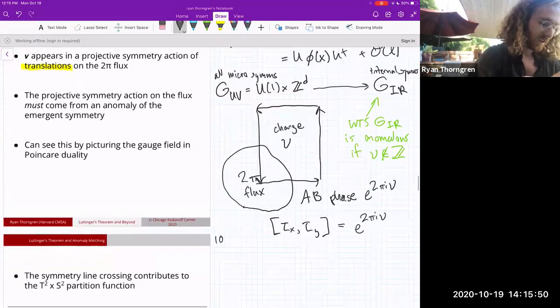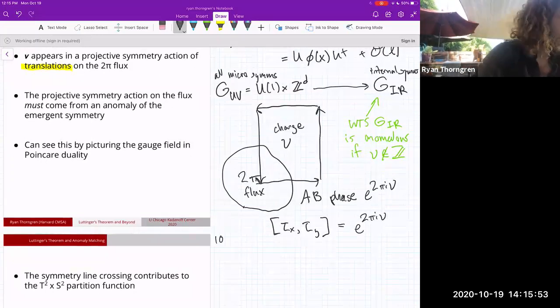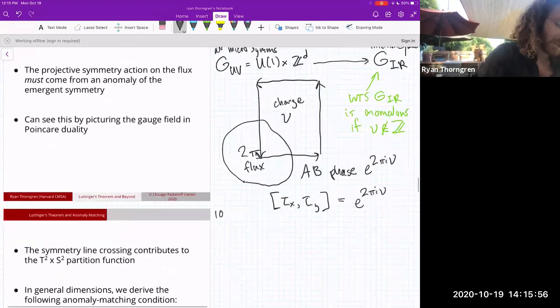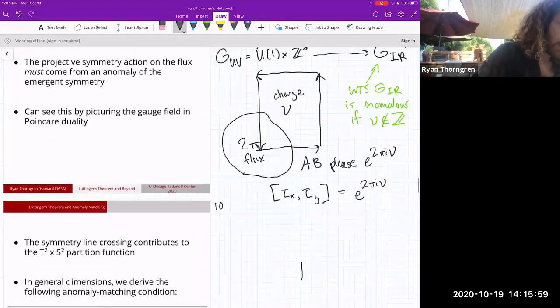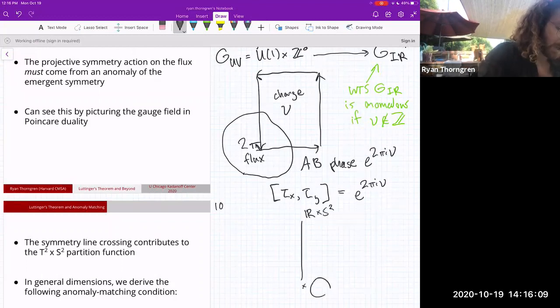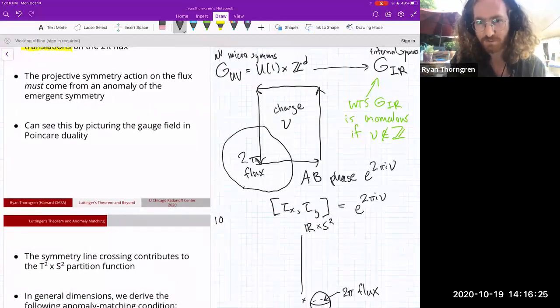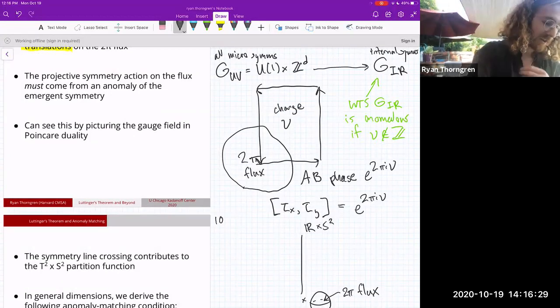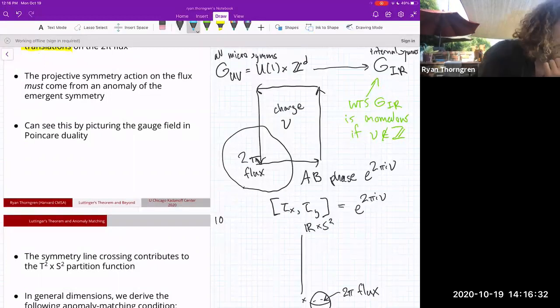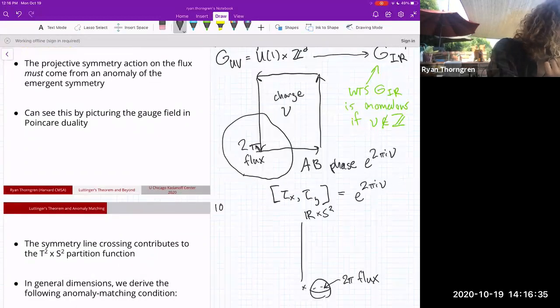is to think in terms of a partition function. So if we have the partition function of our 2 plus 1D theory on R times S2, so we have a small sphere here. We put the 2 pi flux on this sphere, then we also get to define gauge fields for the remainder of the symmetry, in particular for the image of the translation generators. So I better name the image of the translation generators.